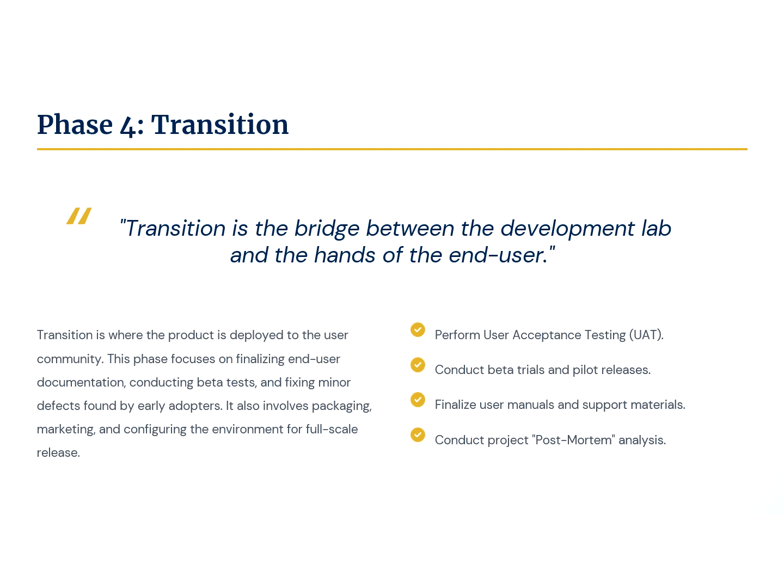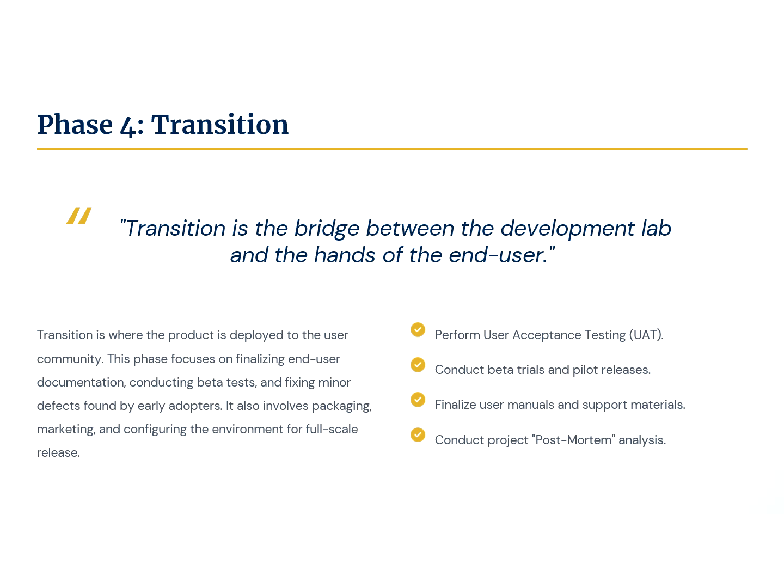So transition is where the product is deployed to the user community. This phase focuses on finalizing end user documentation, conducting beta tests, and fixing minor defects found by early adopters, meaning those users who are initially using the system. It also involves packaging, marketing, and configuring the environment for full scale release.